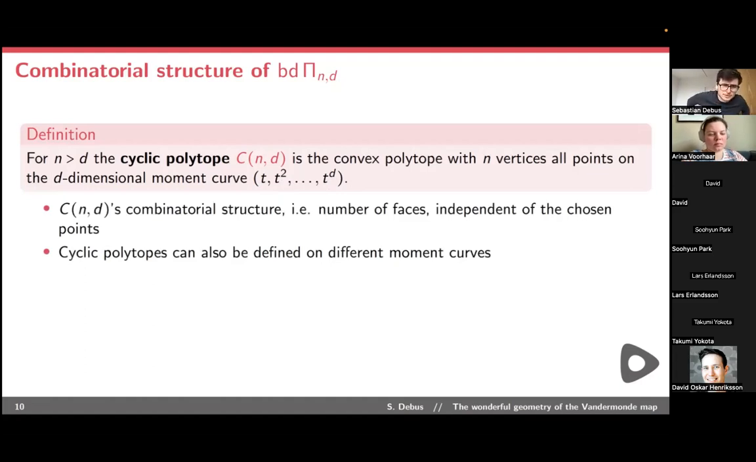And those cyclic polytopes, they have very nice properties. So first, the combinatorial structure, meaning the f vector, doesn't depend on the chosen vertices. That doesn't matter. Then second, you don't have to use this traditional moment curve here. You can also take different moment curves. So you can also work with elementary symmetrics instead of this. So a bit later more.